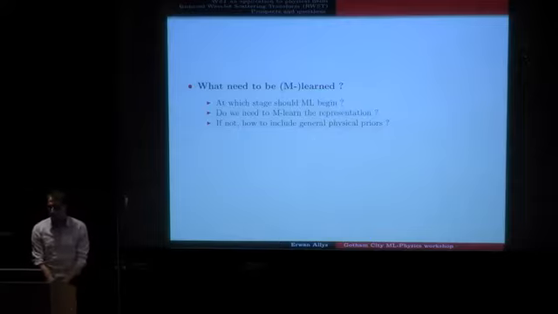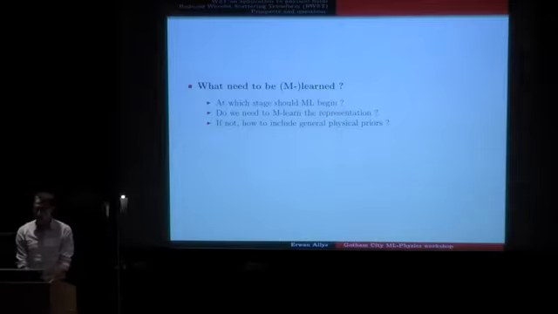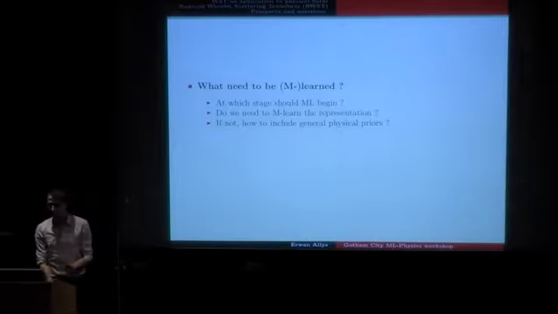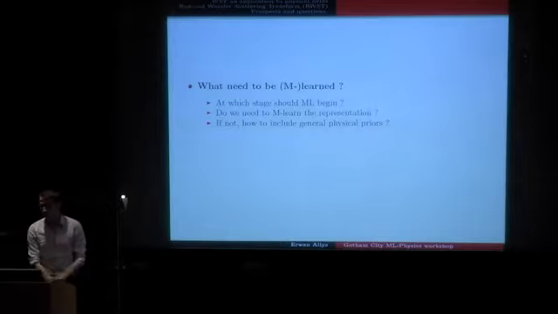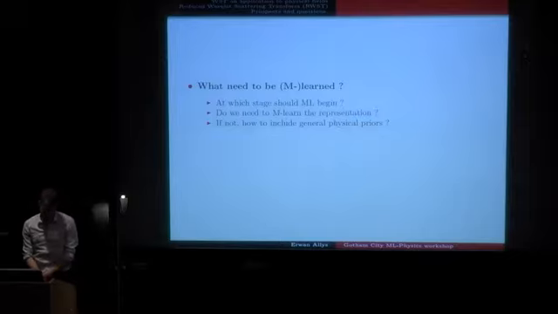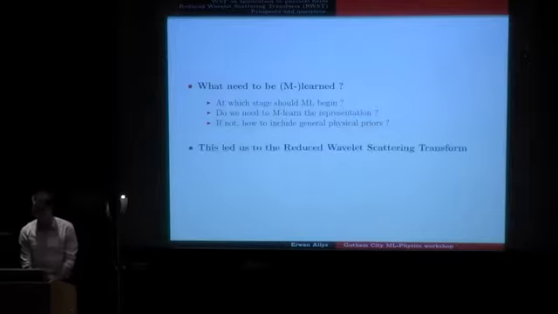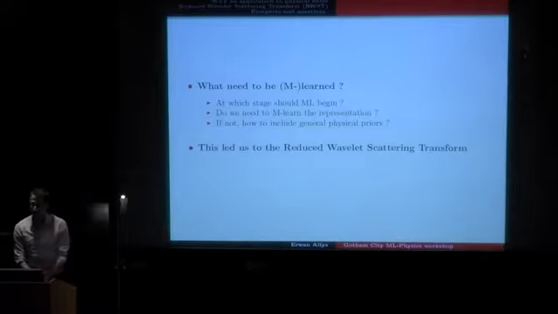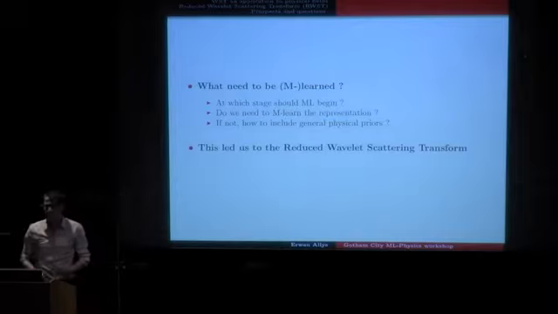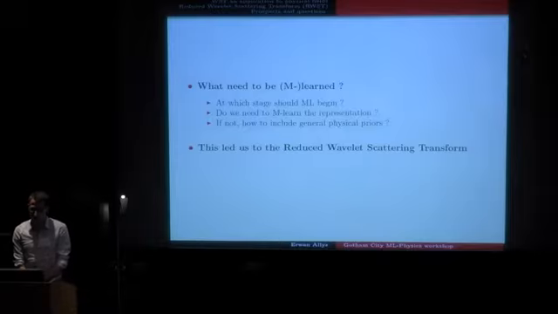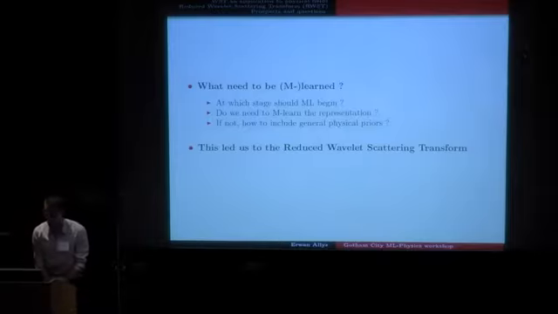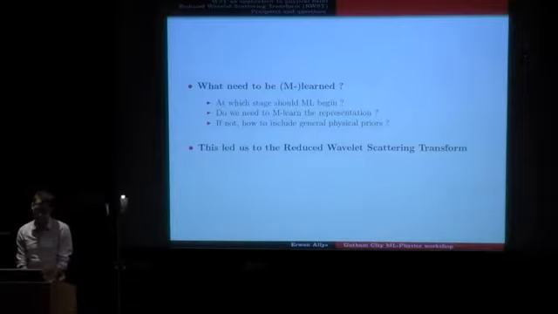And do we need to machine learn the representation? If we don't, or at least if we first don't want to learn too much in the machine learning sense, but want to encode the prior, or to include the general physical prior. So that's all this kind of question I will discuss, and this led us to the reduced wavelet scattering transform I will present. It doesn't mean that it is a solution. It's a first pass to try to answer this question, but I think it's already a first guess of what we should do.